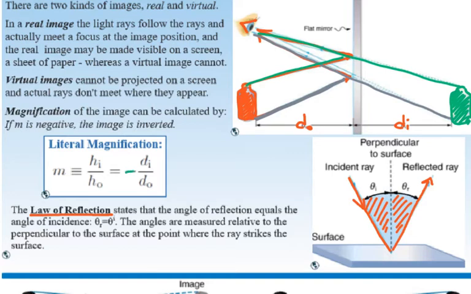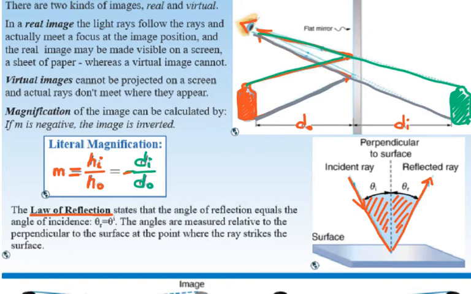So here you have the negative of d_i over d_o, the distance of the image over the distance of the object, and those distances are measured away from the mirror. In most cases, the height of the image differs from the height of the object, which means the mirror does some magnification or reduction. If the image is greater, then H_I over H_O will be a number greater than 1. If it is a reduction, then it is going to be less than 1.